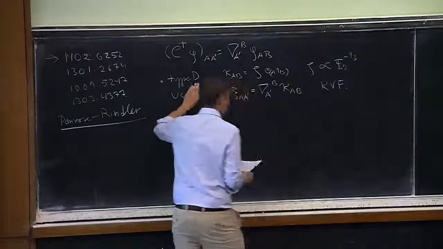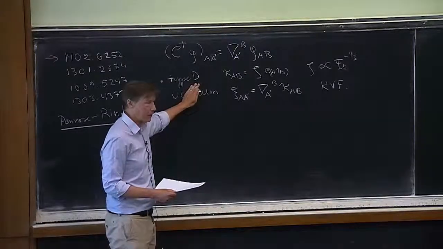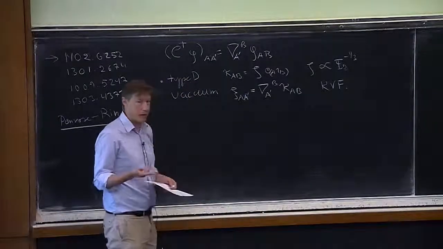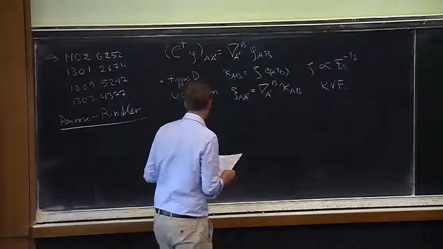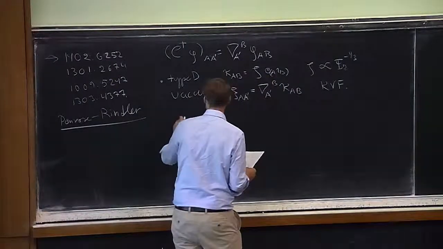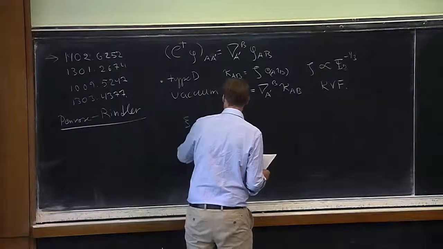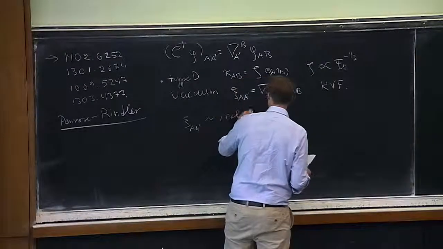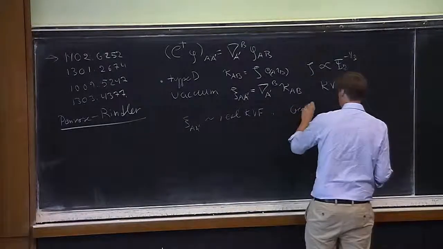So type D, this family can be classified, has been classified, and it contains the Kerr, Kerr-NUT, and C metrics as examples. And there is a particular subclass. So in general, this is a complex Killing vector field. But if psi is proportional to a real Killing vector field, this is called the generalized Kerr-NUT.